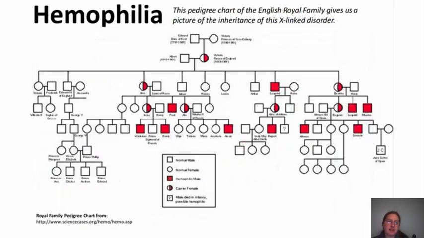But we didn't know that a long time ago. We didn't have the science and the research in order to be able to do that. This pedigree chart is of the English royal family, and it shows the inheritance of this X-linked disorder called hemophilia. So you have normal males and females being unshaded, carriers being half shaded in this case, and then hemophiliacs to be fully shaded. So you can see here that the fully shaded were just in the men, and the women were all just carriers.